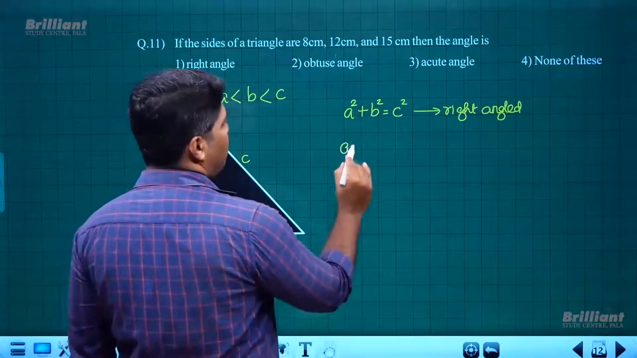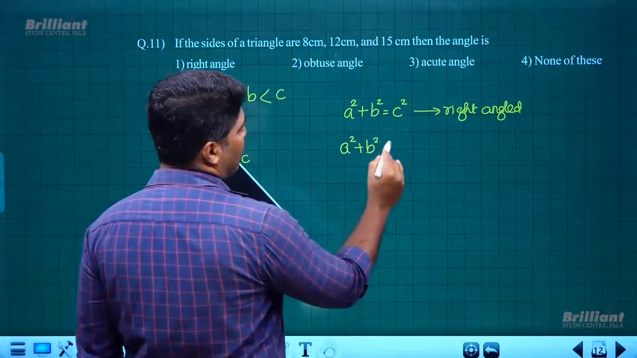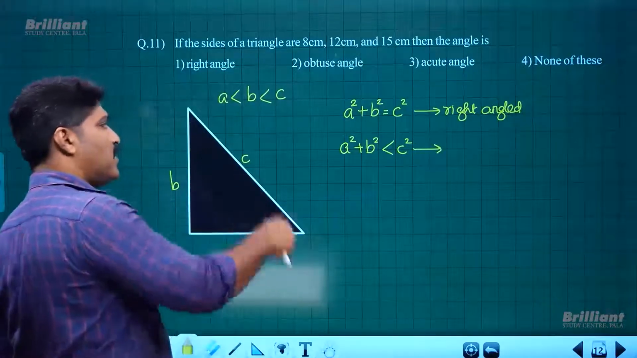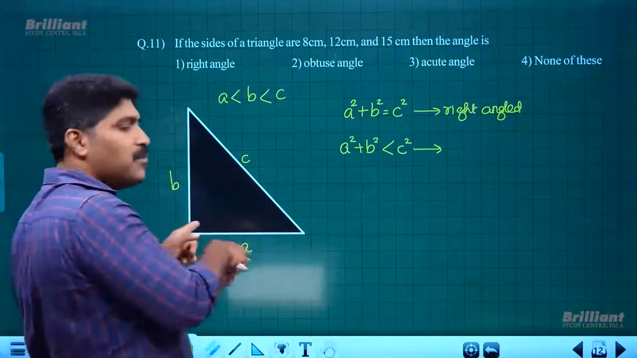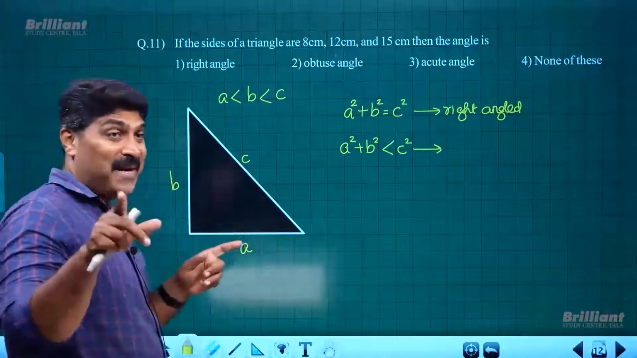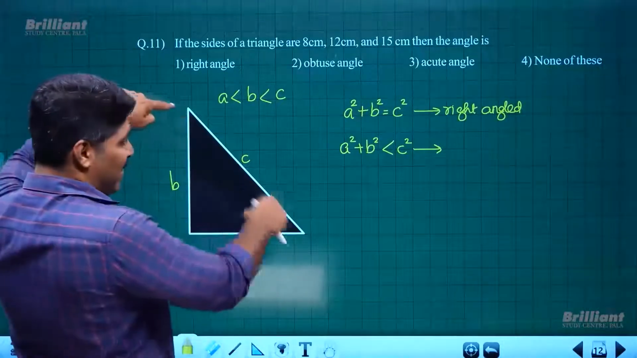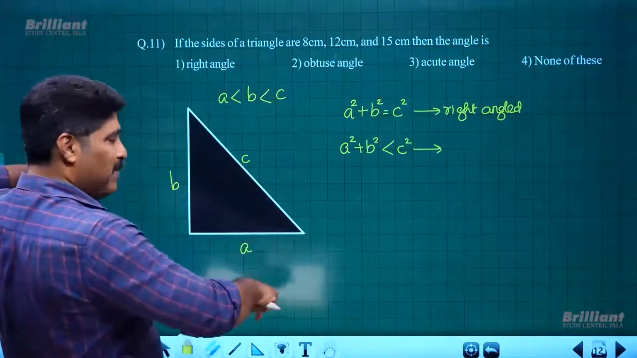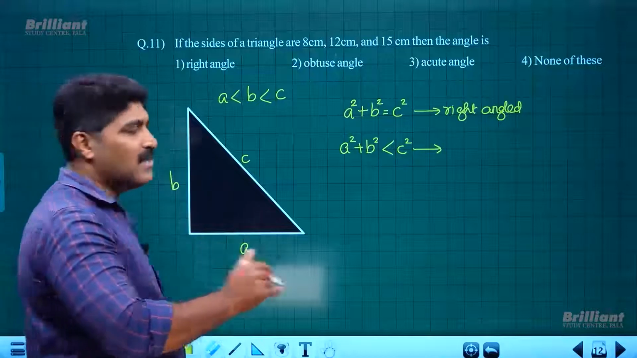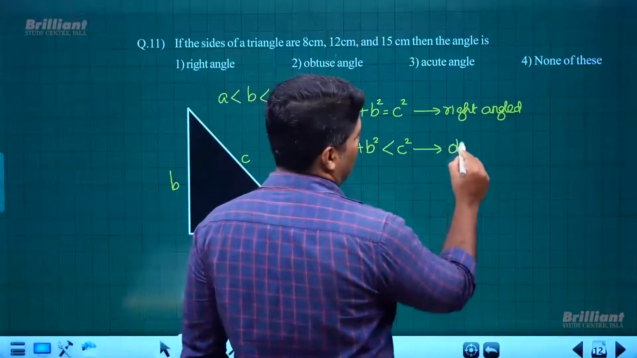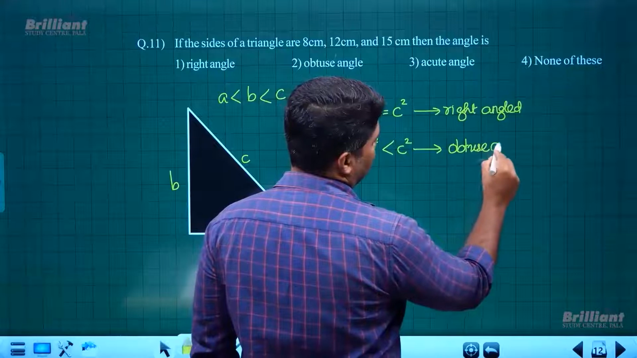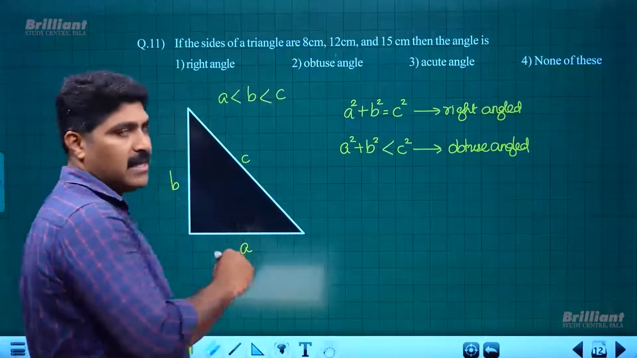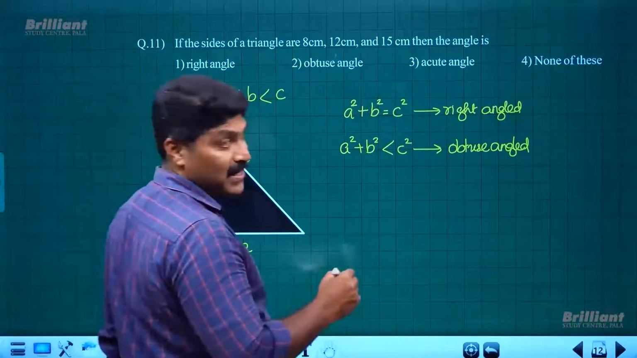Then, if A square plus B square is less than C square, then this longest side is comparatively longer than the other two sides. Think about it. Can you guess which type of triangle it will be? At that time this will be an obtuse angled triangle. Obtuse angle means the angle is greater than 90 degrees but less than 180 degrees.